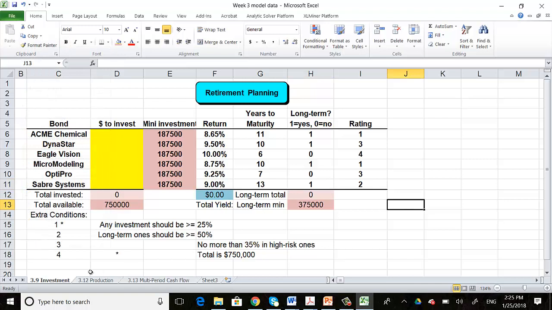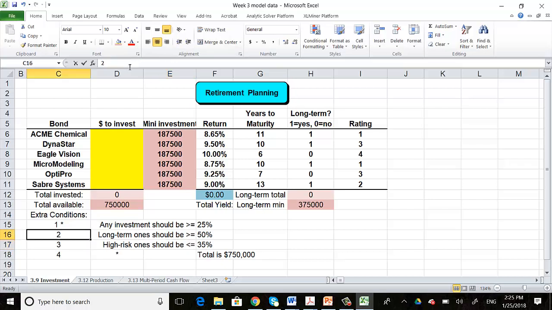Then the next one is the risk ones. So I'll do the same. Say high risk ones should be no more than, so less than or equal to 35%. Okay, so this one is done. We're looking at the third one now. The high risk ones.